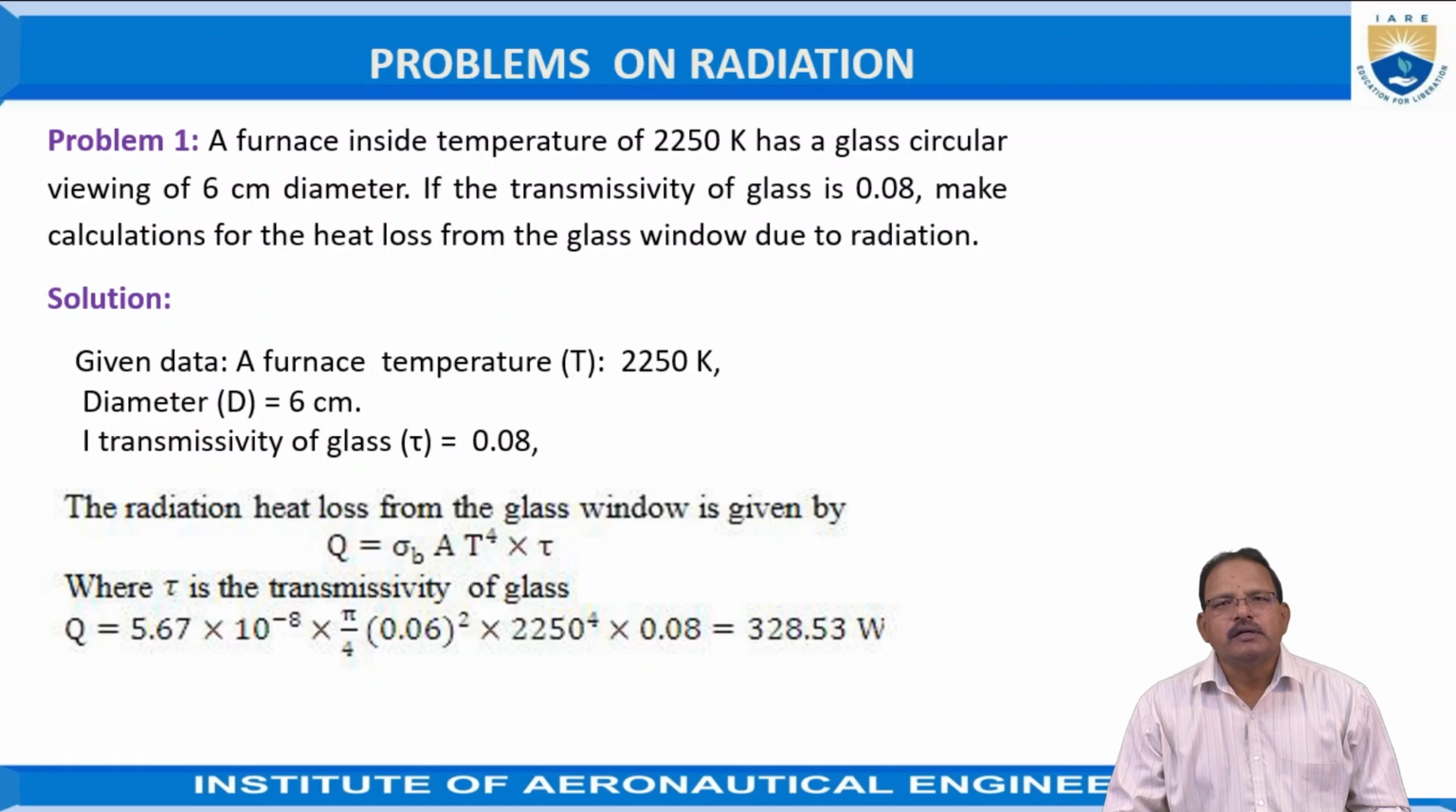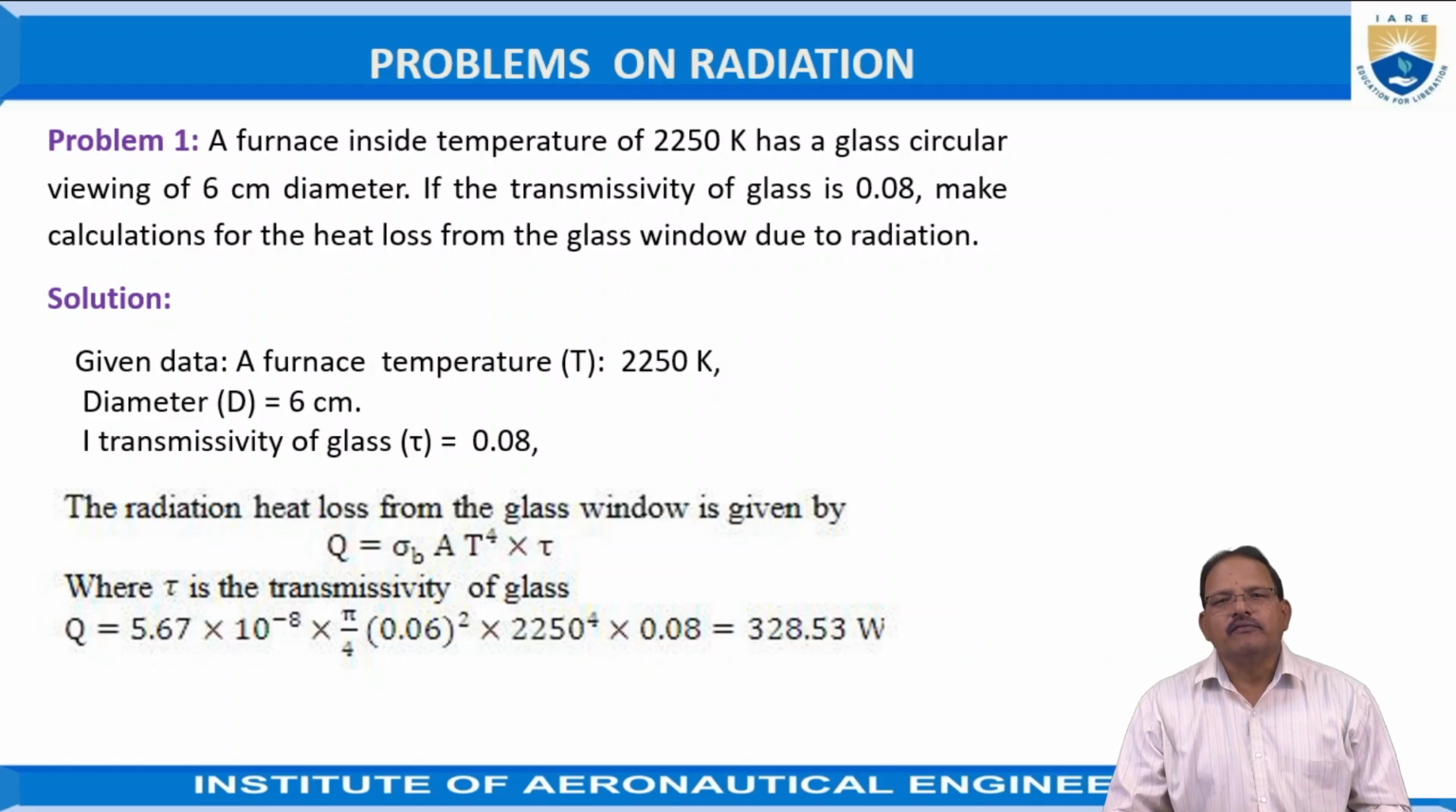So first of all, identify the given data in the problem. Furnace temperature is given as 2250 degree Kelvin. The diameter of the window, which is circular, is given as 6 centimeters. Transmissibility of glass, tau, equals 0.08.